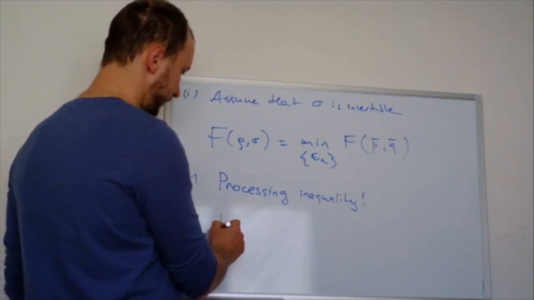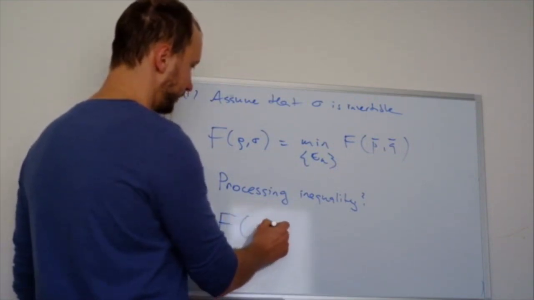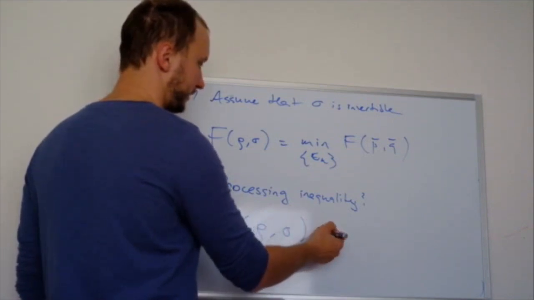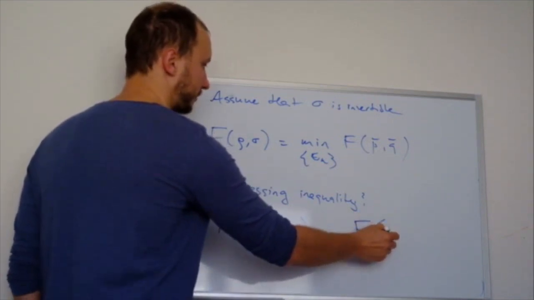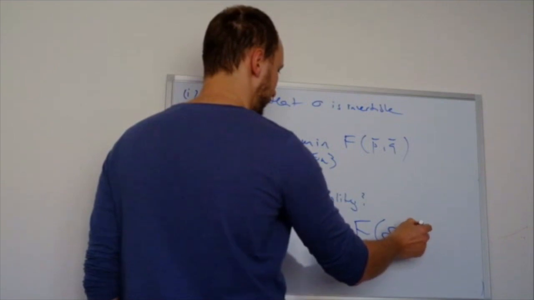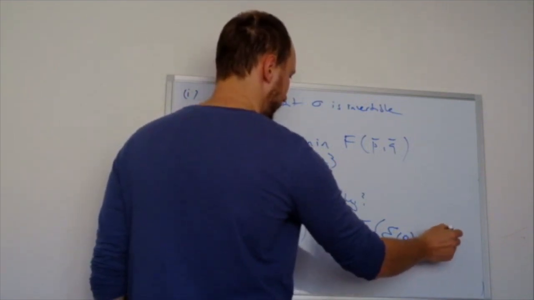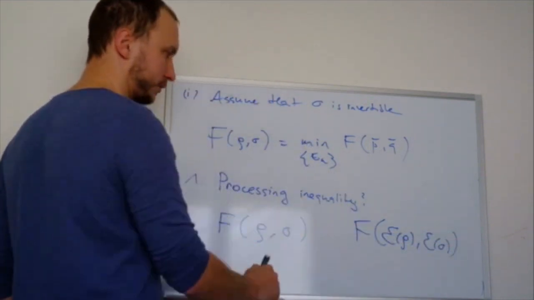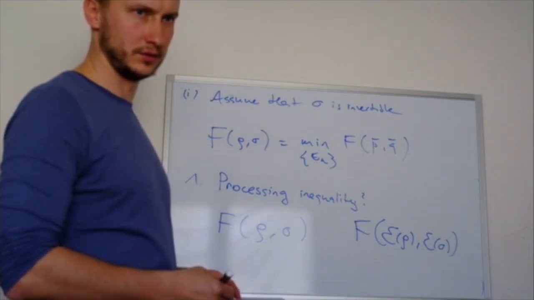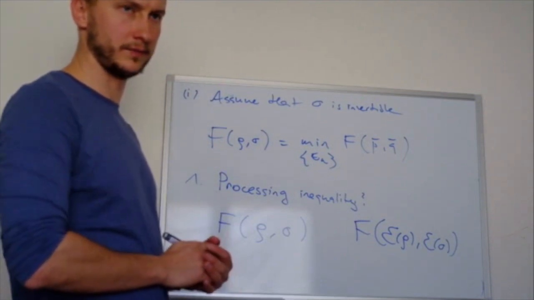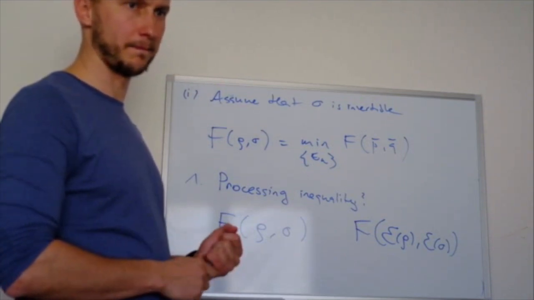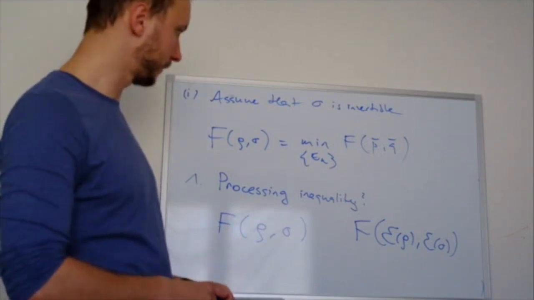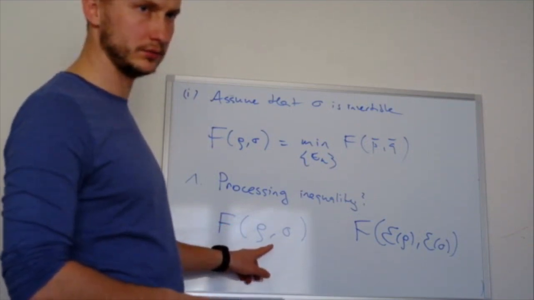So we have a fidelity between two states, right? And then we do some processing with the states, so we apply a map. What is the relation between these two fidelities? What do you think? Are they equal?